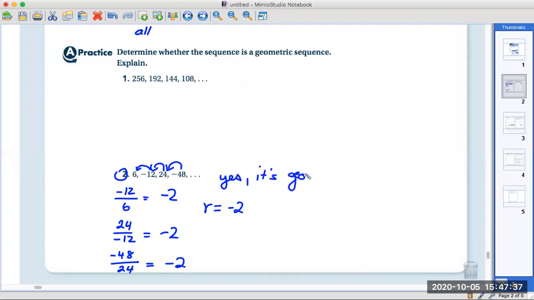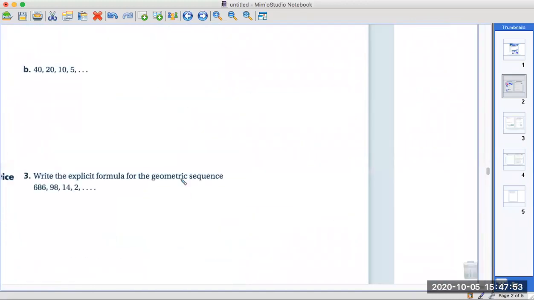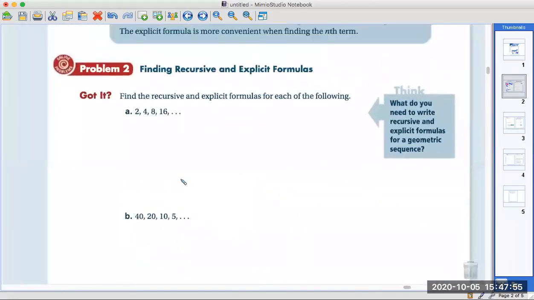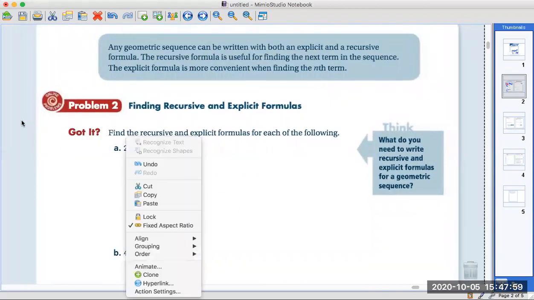So by now you should be familiar with how to check to make sure a sequence of numbers is geometric or not. You find the common ratio, and make sure the order is backwards. Okay, so that was the first part. Next, we're going to write an explicit formula. So we're on page 331.